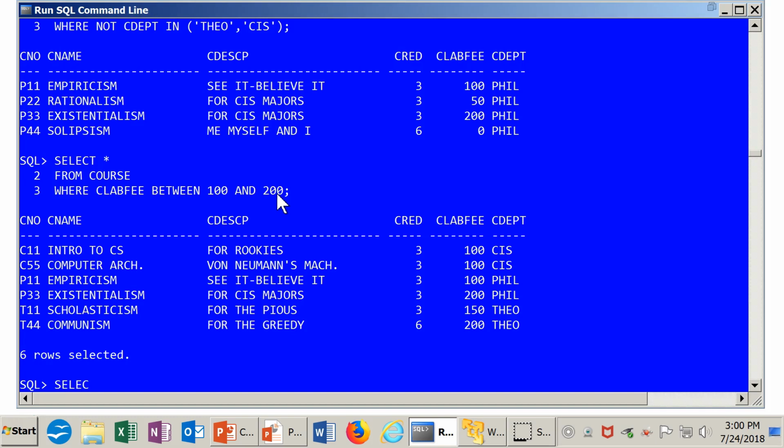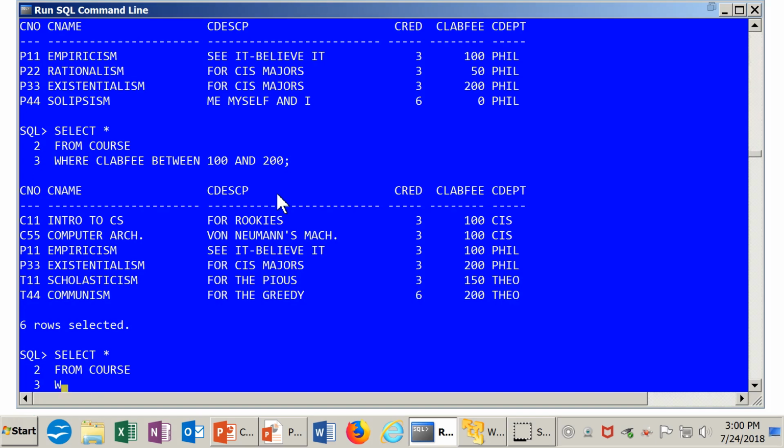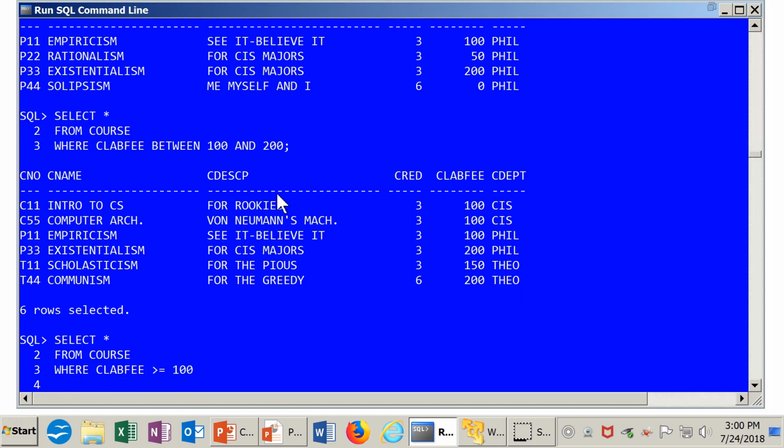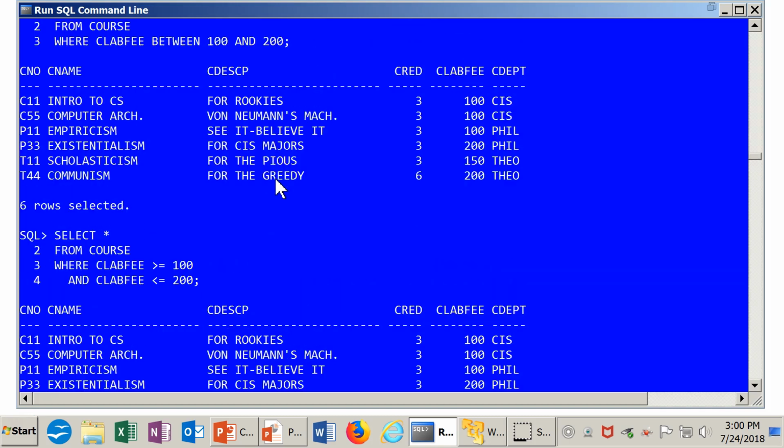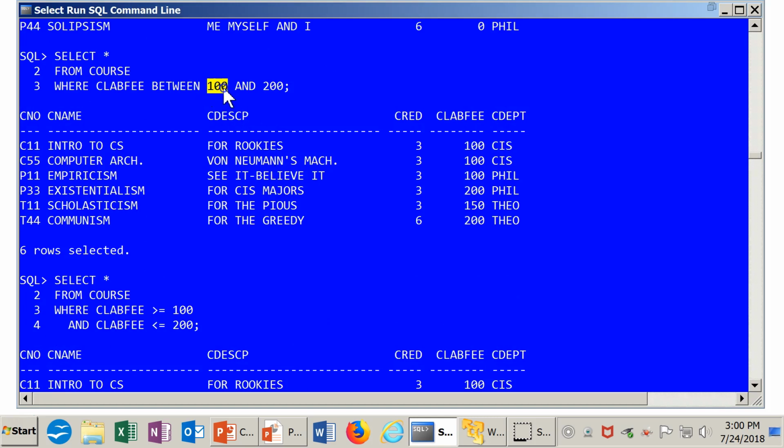So what this is equivalent to is saying select from the course table where the lab fee is greater than or equal to 100, and the lab fee is at the same time less than or equal to 200. So it's an inclusive range check. This is the equivalent idea of the between. Now, one word of caution here on using the between. When you're using the between, this first value is always going to be compared greater than equal. And the second value will always be compared using less than equal.